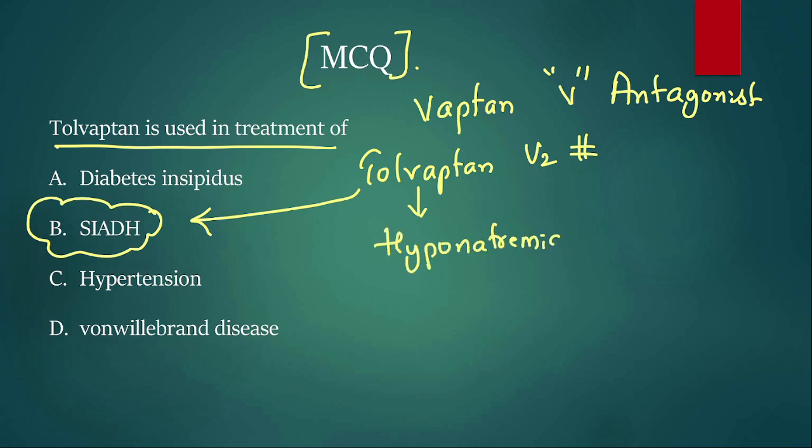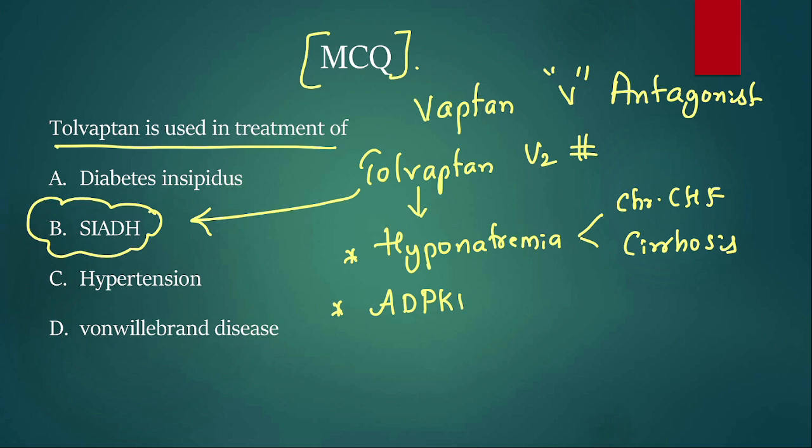Hyponatremia due to SIADH, or due to chronic CHF, or due to cirrhosis of liver. Tolvaptan is also used for autosomal dominant polycystic kidney disease. Why do they use it here? It has been shown to reduce the cyst size. So the answer is tolvaptan is used to manage SIADH.